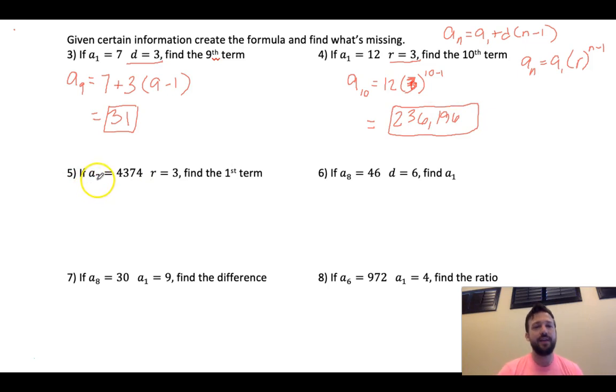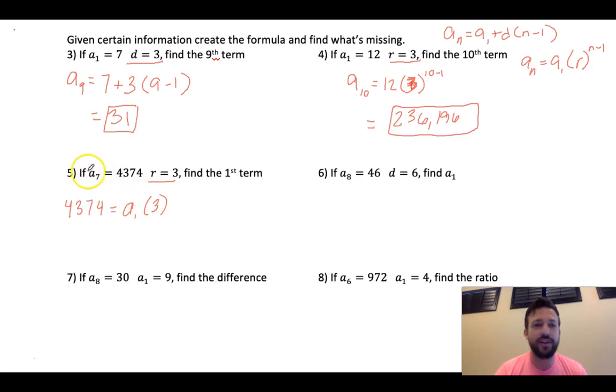Okay, then on this one it says, here's a 7th term. So this is the 7th term. We got a ratio of 3, so we know it's geometric. Find the first term. Okay, well, let's use our formula. So we got A7 is going to be 4374, so that's the 7th term, is equal to the first term, which is what I want to find, so I'll just call it A1, times the ratio, 3, to the n minus 1.